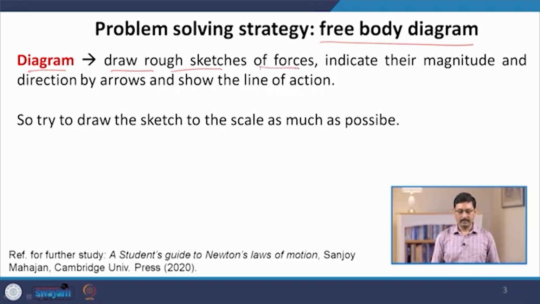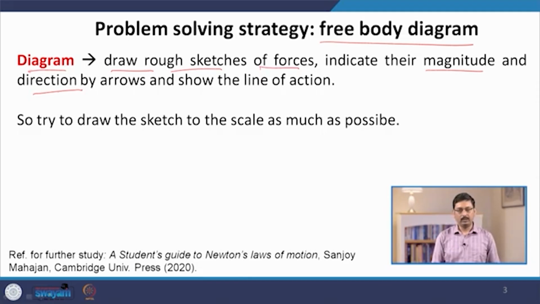A very useful tool to help you get started is to draw rough sketches of the forces. This is the diagram, and when you draw it, as I will discuss in detail in the coming few slides, pay attention to the magnitude of the force and the direction of the force. You represent the force by arrows, so pay attention to the length of the arrow and the direction in which the arrow will point.